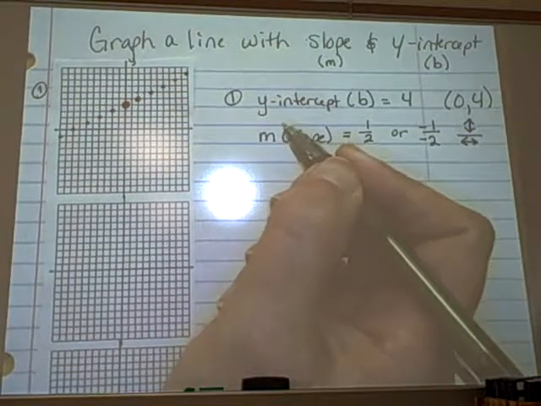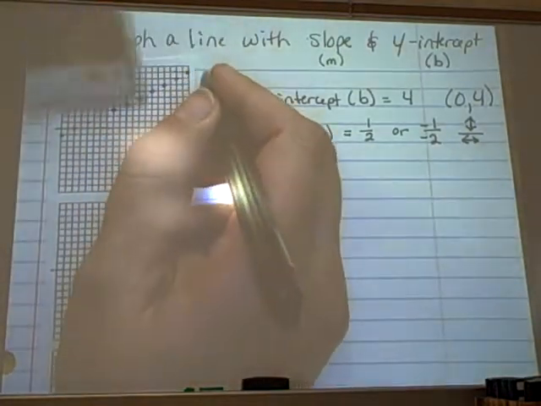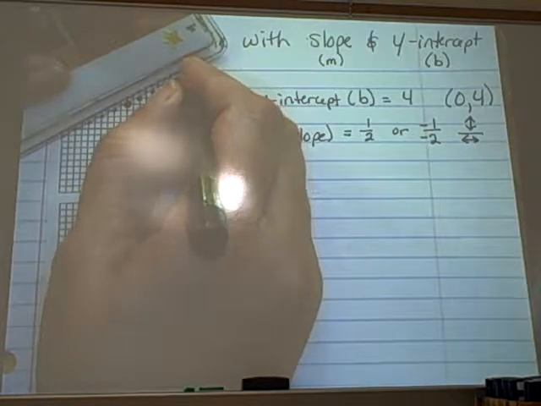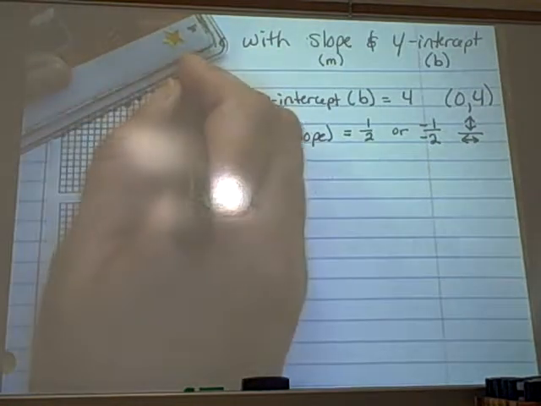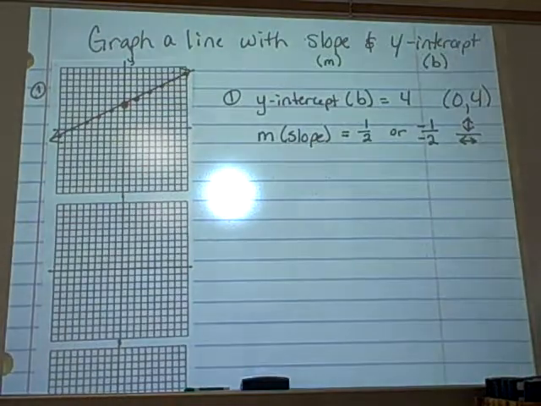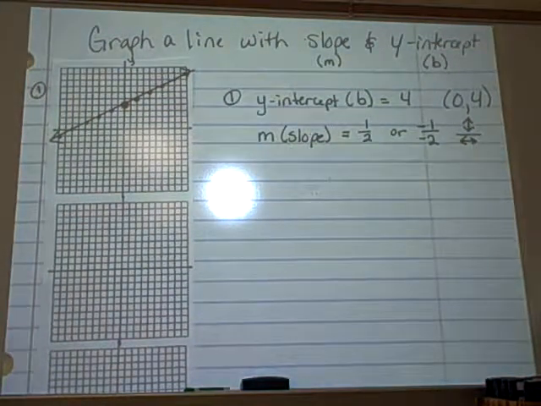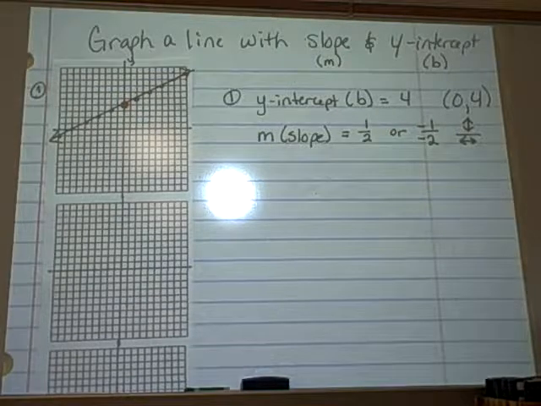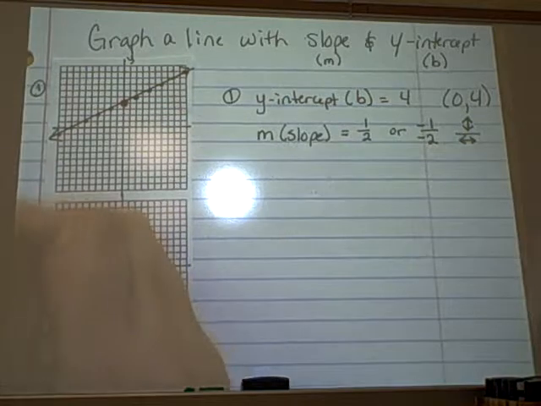You can go all the way across the graph on that one. And then you're going to use your ID or a straight edge or something. Connect your dots. There's your line. So I was given the y-intercept, and I was given the slope, and I graphed my line. Fairly simple. Let's try another one.